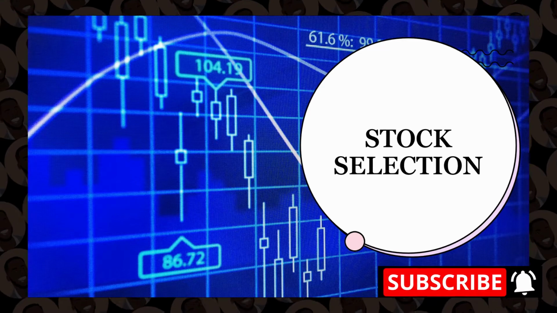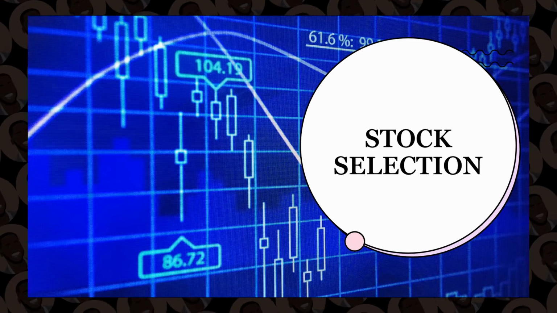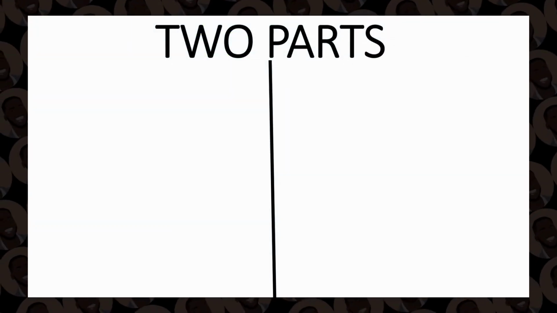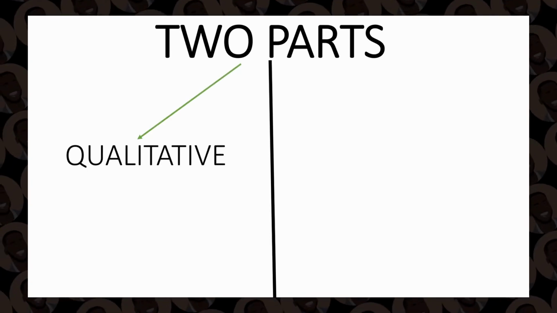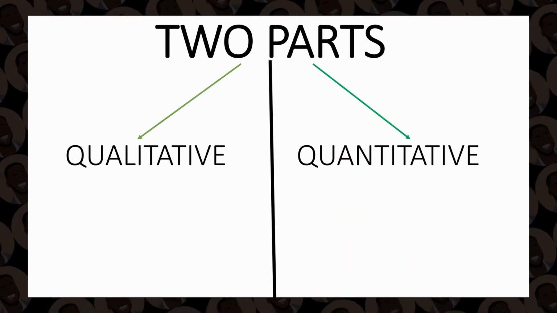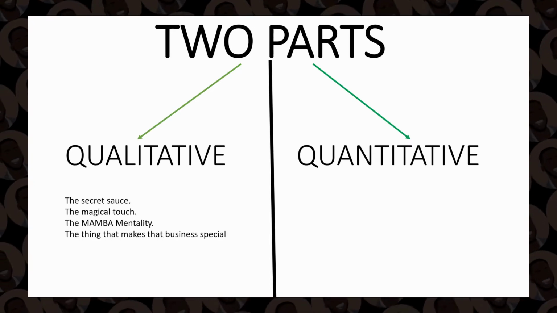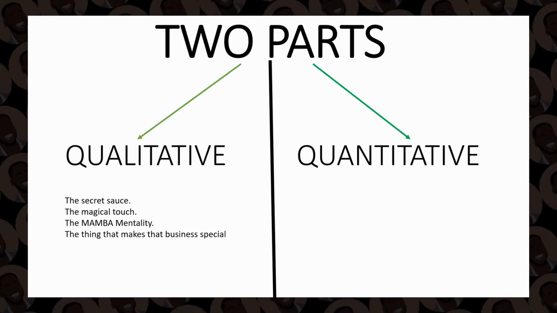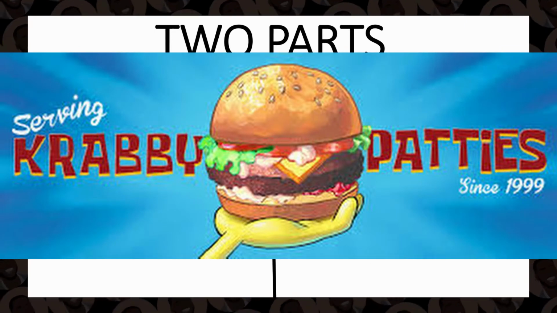Last week we talked about fundamental analysis and how to select stocks, and we're going to continue that conversation today. Remember, last week we talked about how there are two parts to selecting a stock when you're looking at the fundamental analysis of a company. One was the qualitative analysis, and the second one was the quantitative analysis. The qualitative was all about the Mamba mentality, the special sauce of that company. Remember, we talked about looking at the Krabby Patty and what's the special sauce of that thing.